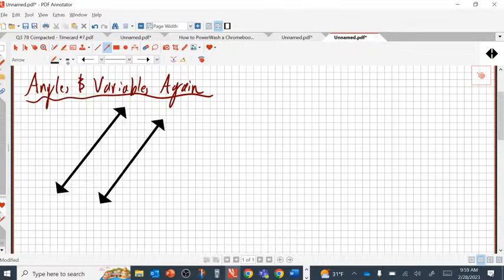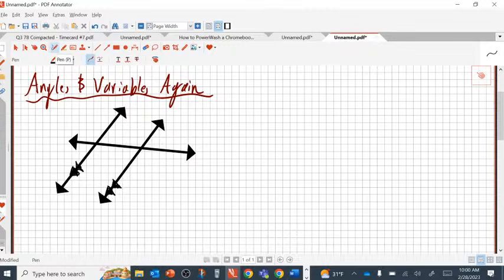All right, so let's start with a pair of parallel lines. And we'll show that they're parallel by putting a few arrows on them. Let's do 2 this time. And we're going to cut them with a transversal. Now, what I'm going to tell you guys is that this value right here is where.